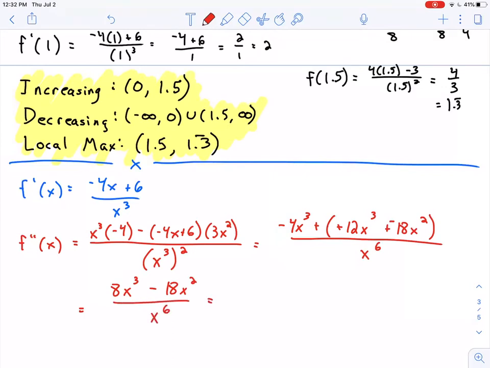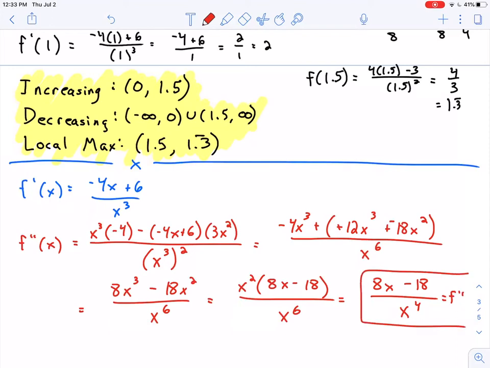Again, I can factor out a 2x squared. Really, it's the x squared that I want to factor out because I think that'll make my problem a little bit easier. Leaves me with 8x minus 18 all over x to the 6th. We can cancel an x squared from my numerator and my denominator. We're left with 8x minus 18 all over x to the 4th. This is my f double prime of x.